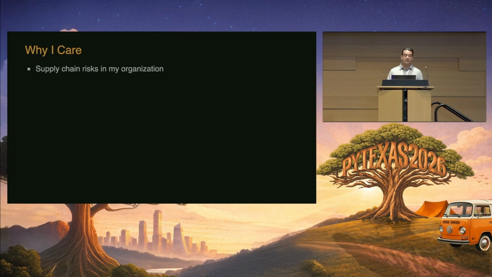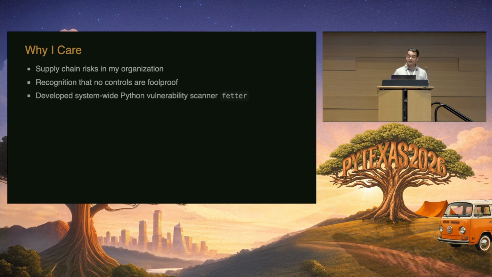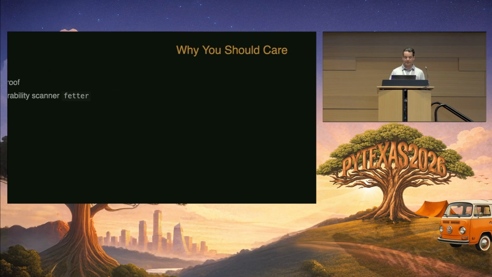So why do I care? Well, in my organization, I oversee, to some extent, the cybersecurity, and in looking at all the controls we have in place, I kept coming back to the supply chain and my developers' machines as being a consistent source of risk. Furthermore, I recognize that of the controls that are out there, none of them are truly foolproof, and we'll see some examples of these as we go. This led me to develop a system-wide Python vulnerability scanner I called Fetter, which allows you to scan an entire system to find all packages on a system and any vulnerabilities there. We'll talk a little bit more about that later on.